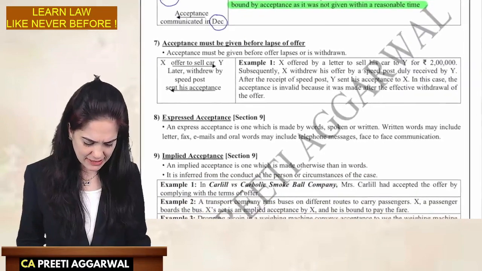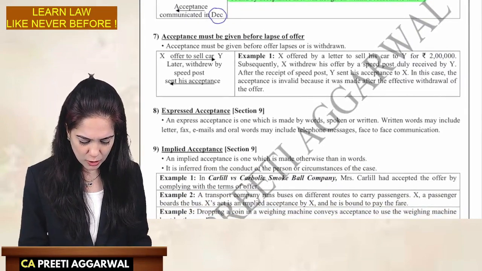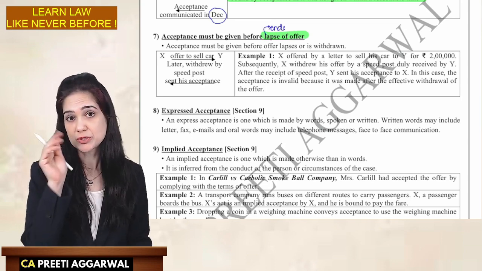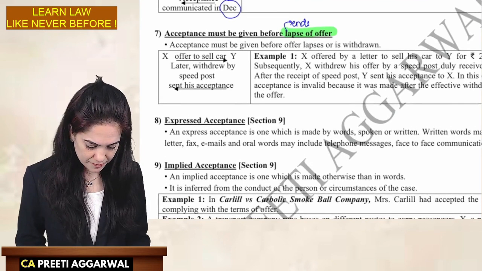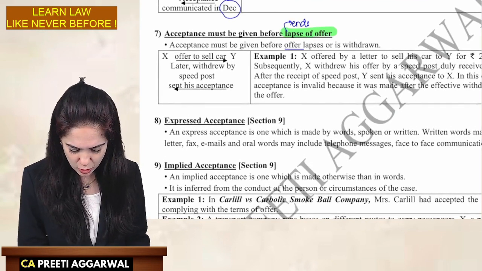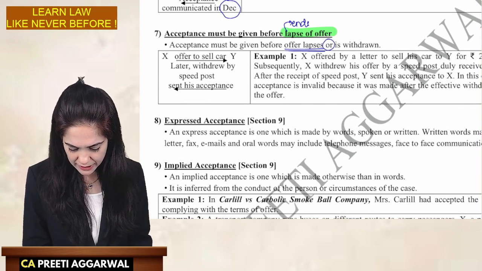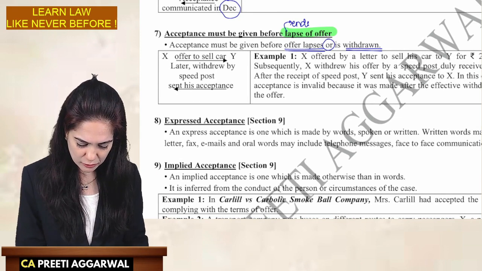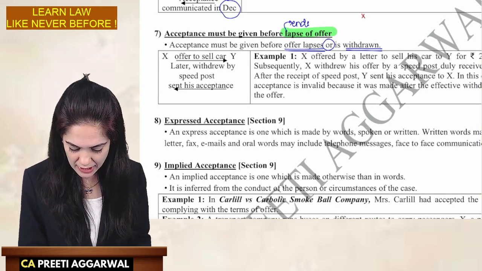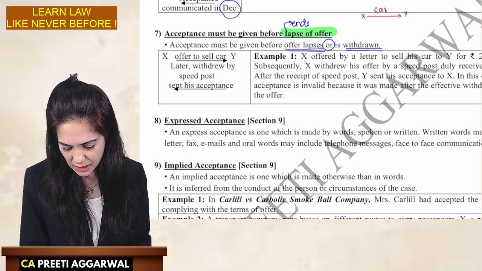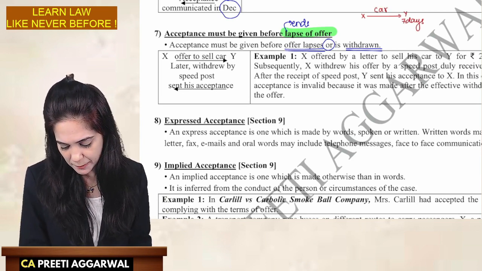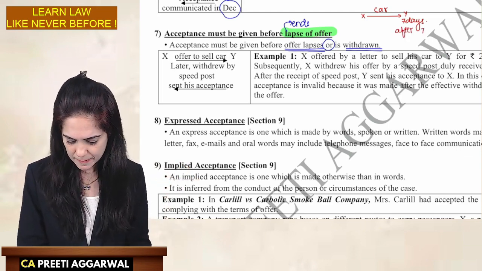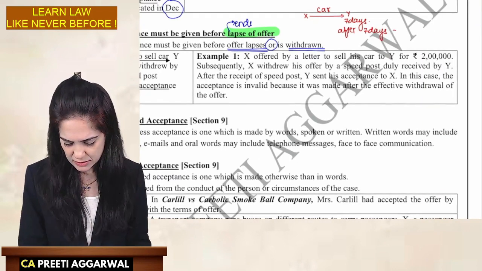Okay. Acceptance must be given before the offer lapses, before it comes to an end. Acceptance must be given before the offer lapses or it is withdrawn. There are two aspects here. You must give your acceptance before the offer lapses or it comes to an end. Now, X offered to sell his car to Y and he asks Y to reply within 7 days. After 7 days, offer lapses.